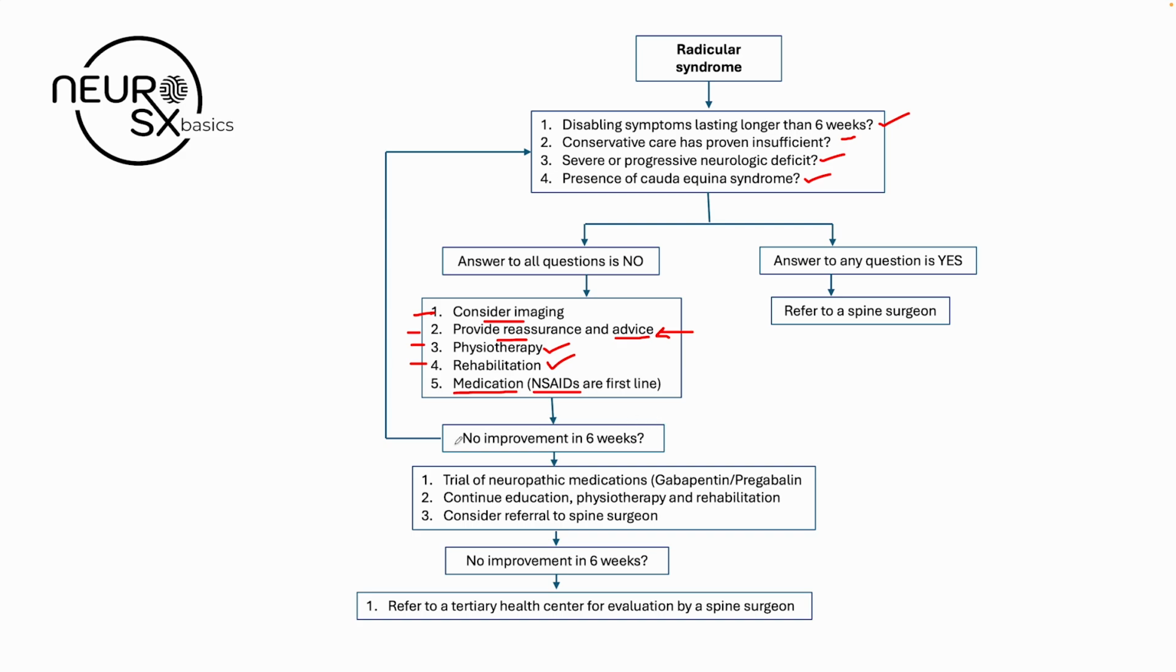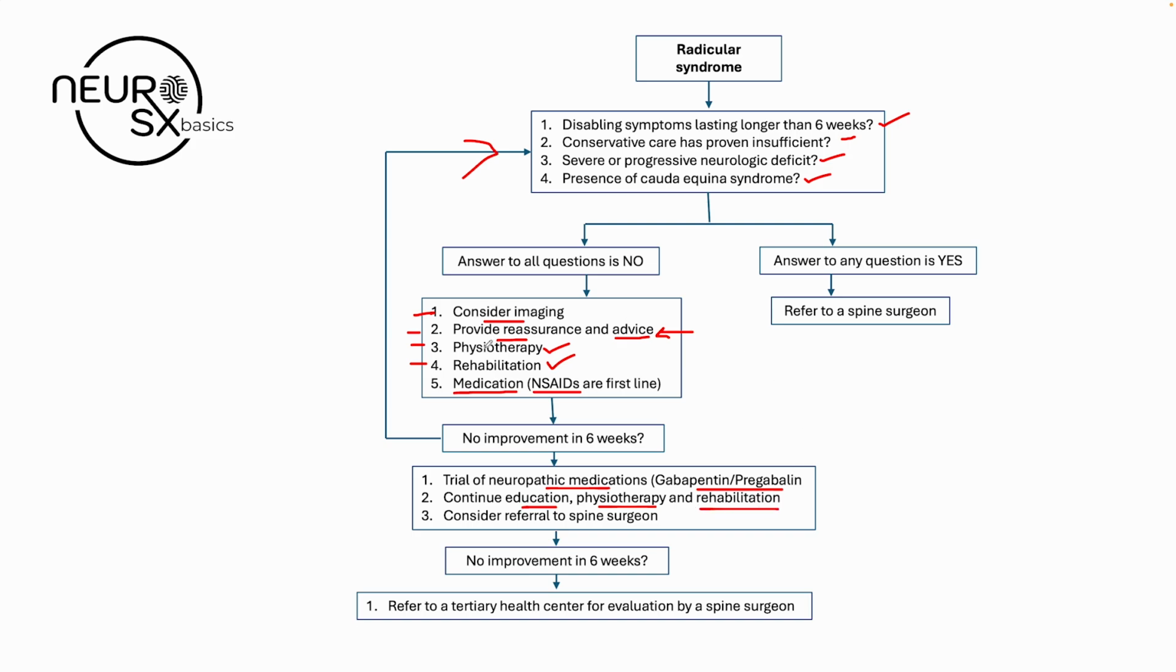Again, when the patient comes back after 6 weeks, you have to go back and ask these questions all over again. If at any point in these 6 weeks they have developed disabling symptoms, progressive or severe neurological deficits, or cauda equina, then again, you probably have to refer them for surgery. If they have not, then we can go on to a second line treatment, which would be a trial of neuropathic medications. Here is when we can introduce gabapentin and pregabalin. And we want to continue education, physiotherapy, and rehab.